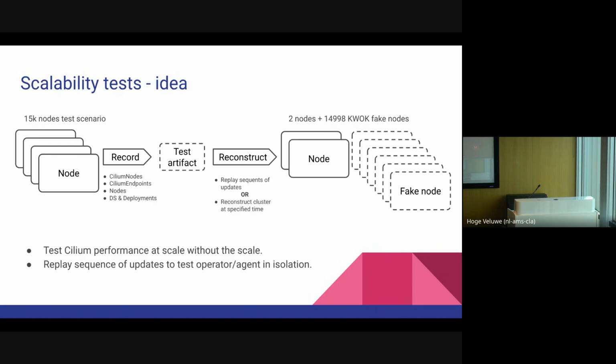This would allow us to reconstruct some state at a much smaller scale. They take time. So I can deploy 15K fake nodes and all the Cilium nodes and endpoints from the specific test case. So you might ask: why not create a shell script where I just create Cilium nodes and other resources like that?